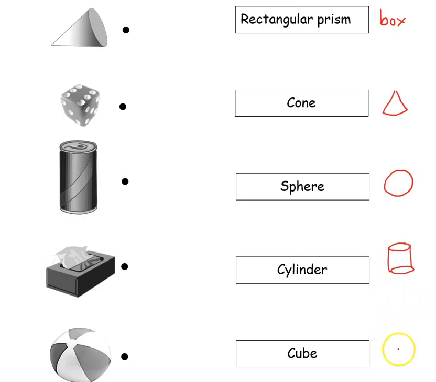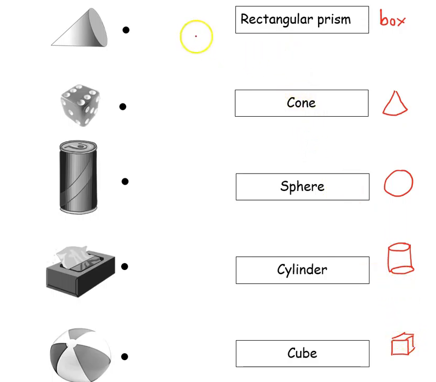And a cube is similar to the rectangular prism, except that all of the sides on a cube are the same length. So that would fit into the rectangular prism category, but it's a special type of rectangular prism since all of the sides are the same size.